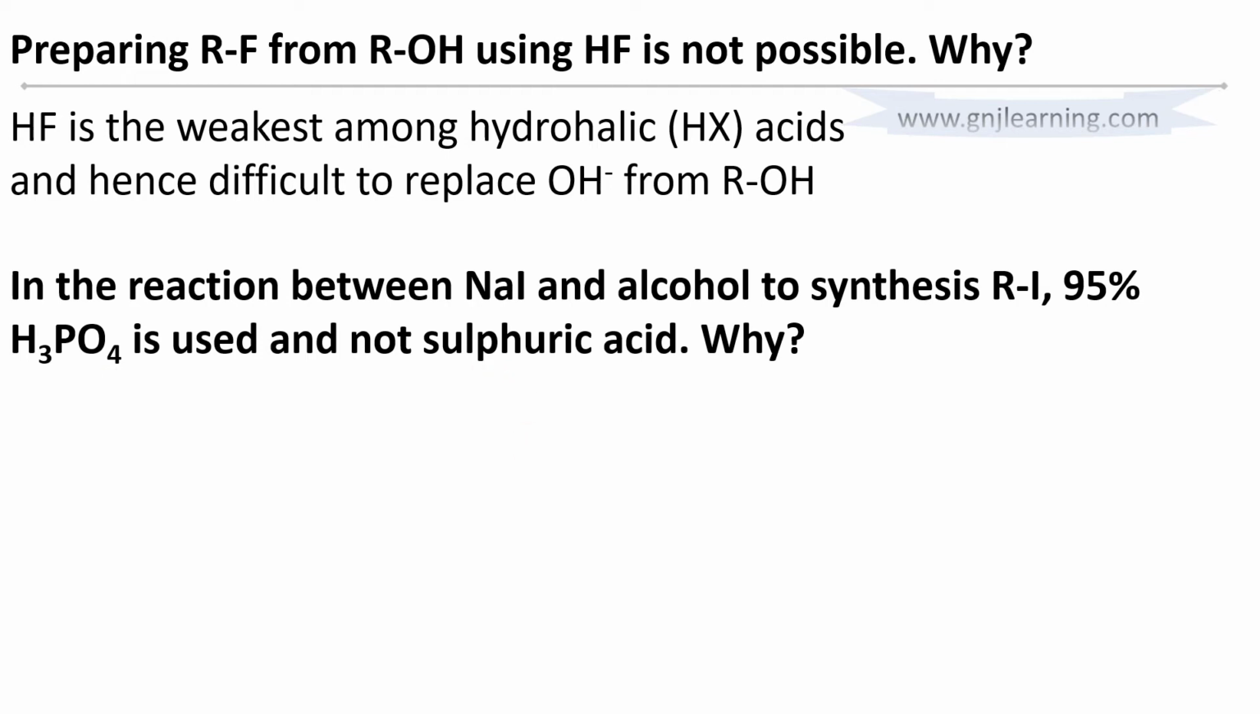So if I am using sulfuric acid, let us write it here. I have NaI. Imagine that I am using sulfuric acid instead of phosphoric acid, so H2SO4. As I said in the last part, whenever acid is mixed with a salt, it will immediately give its acid. So what is the acid that we will get? That is HI. And HI is a strong acid.